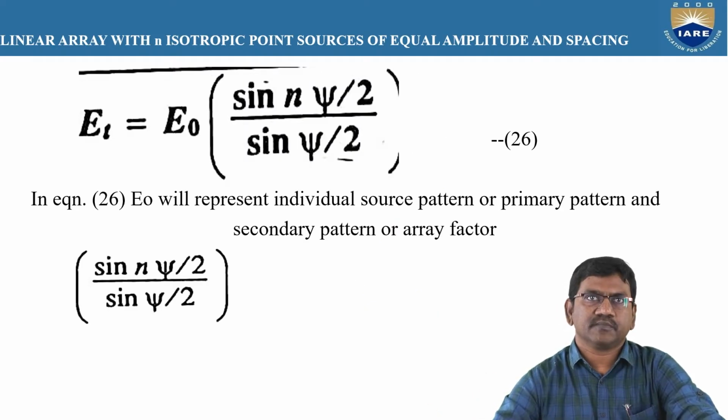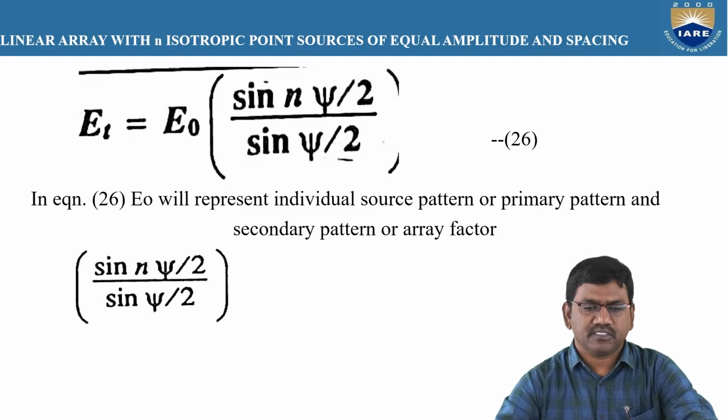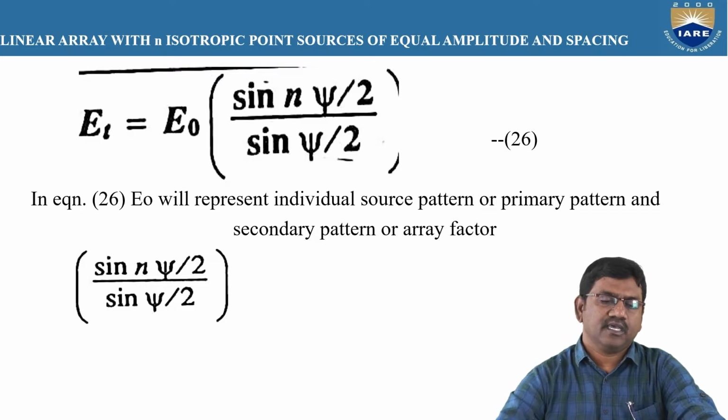So Et, the final expression which we got for a linear array with n isotropic point sources of equal amplitude and spacing, is Et equal to E naught into sin n psi by 2 by sin psi by 2. In equation 26, E naught represents the amplitude of the individual source pattern, or primary pattern, and sin n psi by 2 by sin psi by 2 is the secondary pattern, which we simply call the array factor.